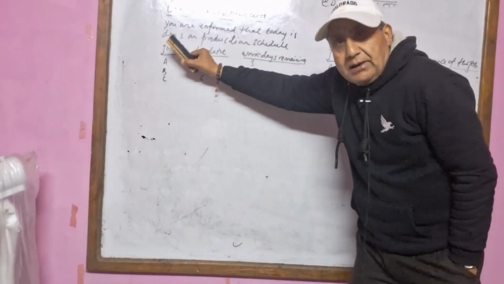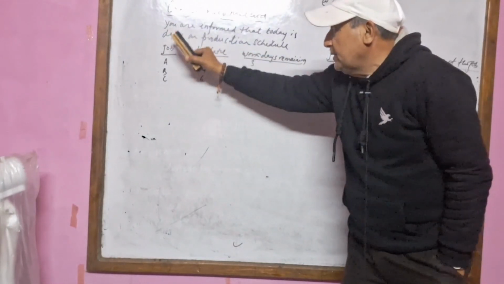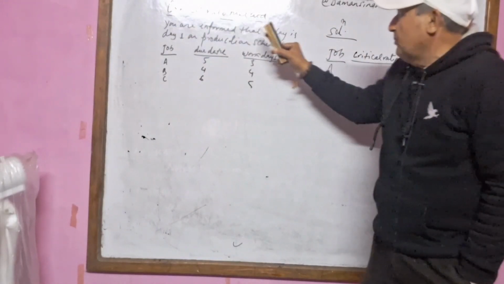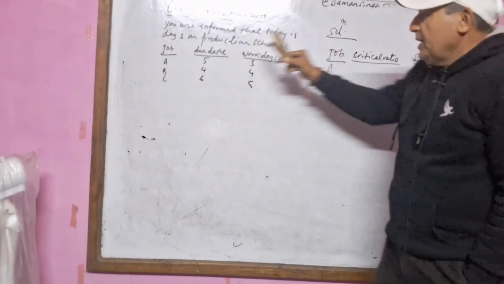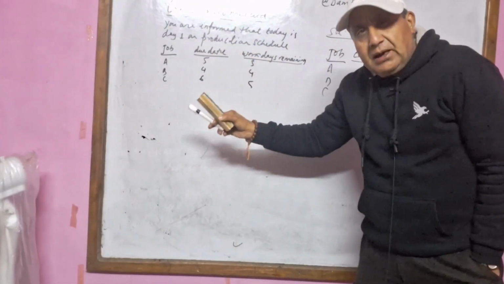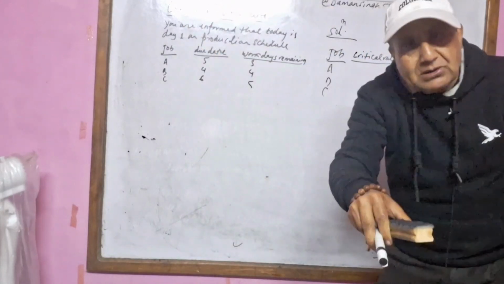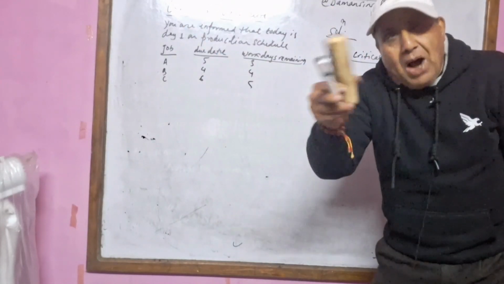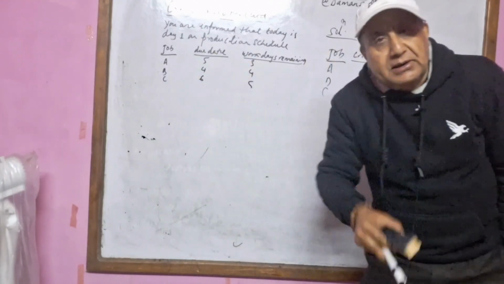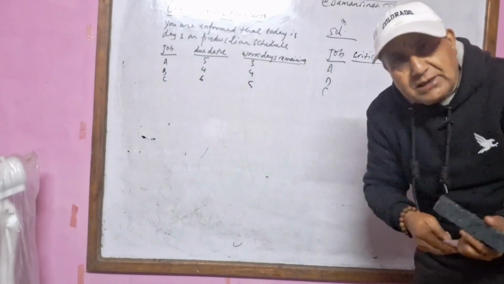Here, one more piece of information is also given: today is day one on the production schedule. You are informed that today is day one. Day 2 is also given, day 3 is also given, and day 5 is also given. So according to what we have been given, you calculate the critical ratio.